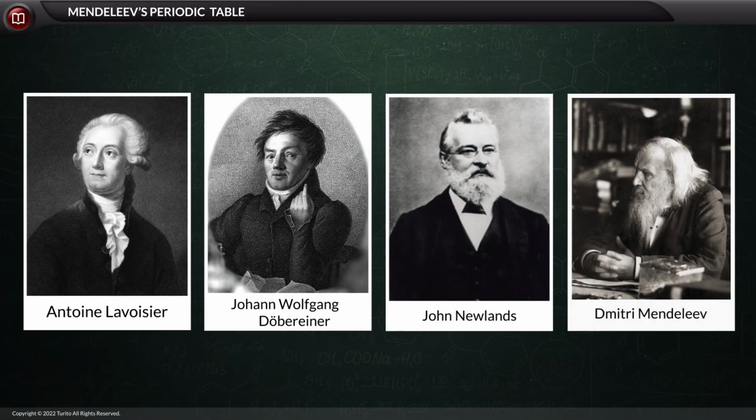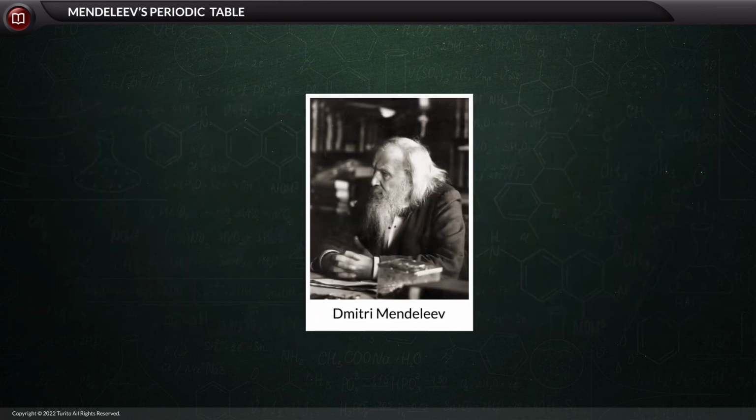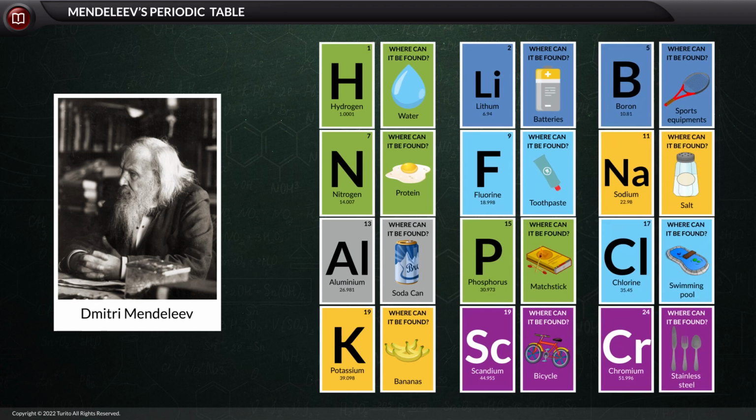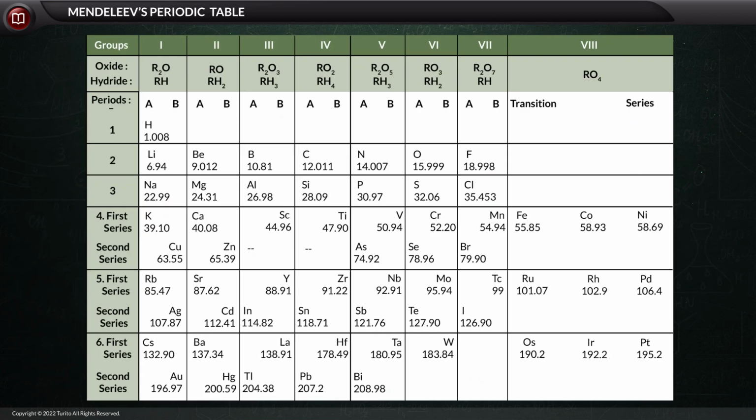We studied that many scientists tried to systematically arrange the elements, mainly in the form of a table. However, have you ever heard of Dmitri Mendeleev? Well, Dmitri Mendeleev was a Russian chemist and professor who wrote the name of every element on separate cards, along with their properties. He then sorted and resorted the cards in rows and columns until they fell into a pattern.